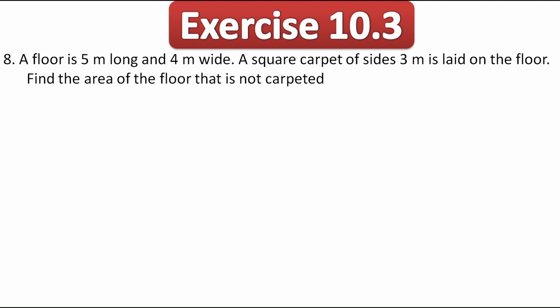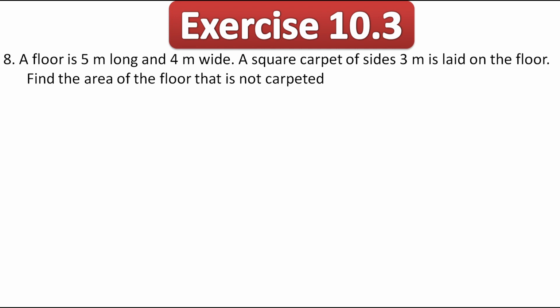Find the area of the floor that is not carpeted. Means the remaining part of the floor we have to find. Okay. So first we have to find the area of floor, and then we have to find the area of square carpet of side 3 meter, and then we have to subtract the area of square carpet from the area of floor. Then we will get the remaining area of the floor.